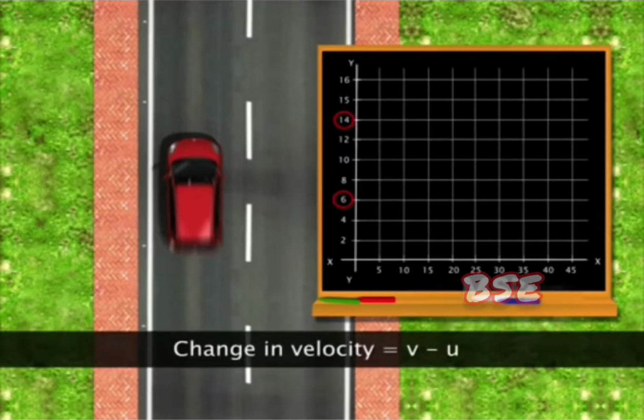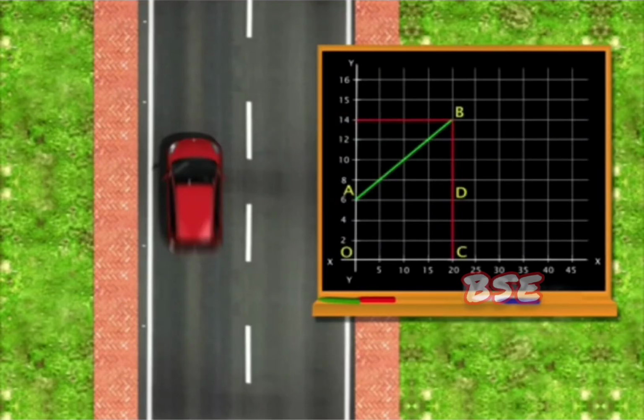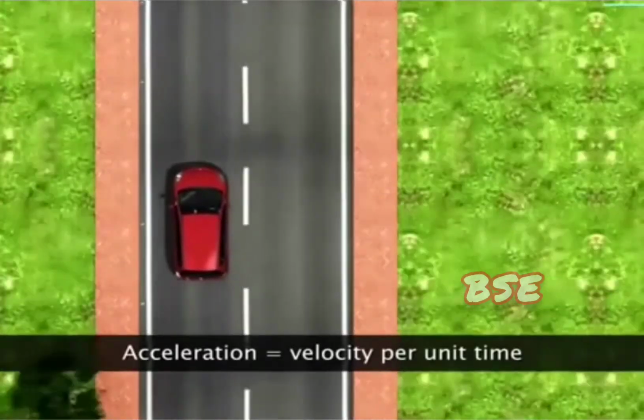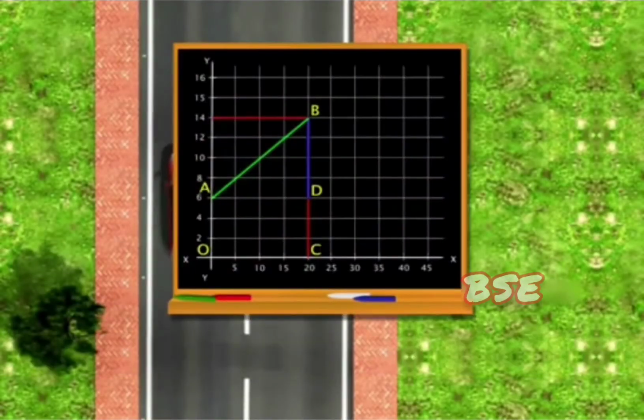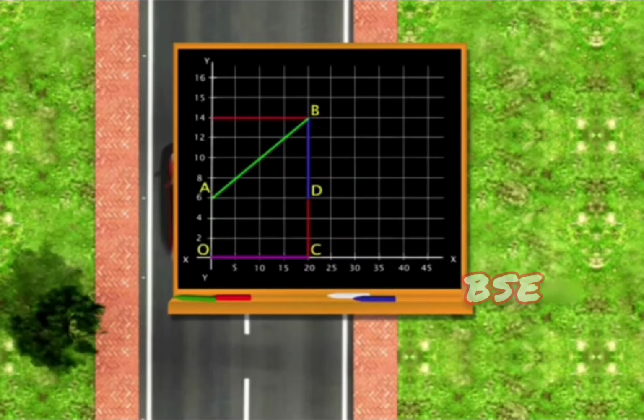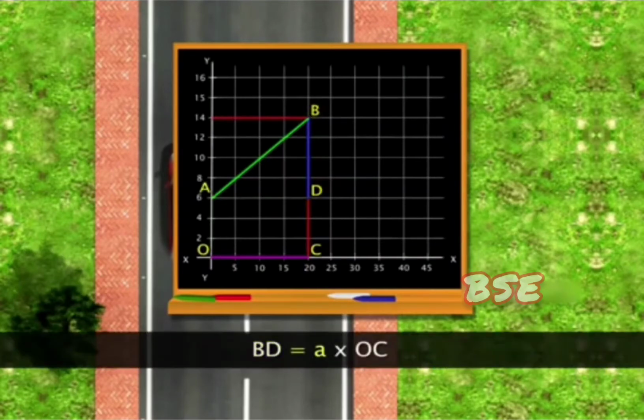The change in velocity is V minus U, which on the graph is represented by the line segment BD. As you know, acceleration is the change in velocity per unit time. On this graph, the change in velocity is BD, and the time taken for this change is the portion OC. So, acceleration is equal to BD divided by OC. By resolving the equation, we get BD equals acceleration multiplied by OC.